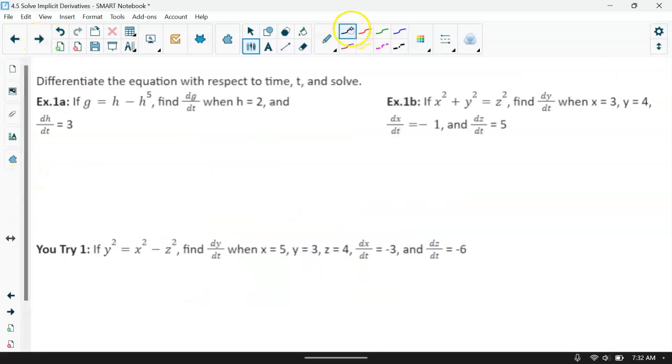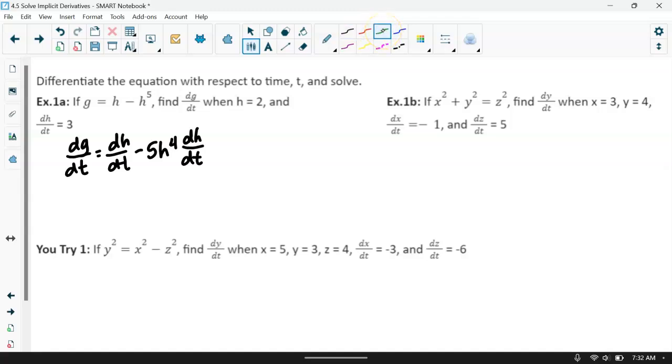So here, let's do this one. We are again now differentiating our equations with respect to time. So we're going to take the derivative of g, which is just 1. So dg over dt is equal to, well, the derivative of h is just 1, so dh over dt, minus the derivative of h here, 5h to the 4th. But again, dh/dt, because this is with respect to time.